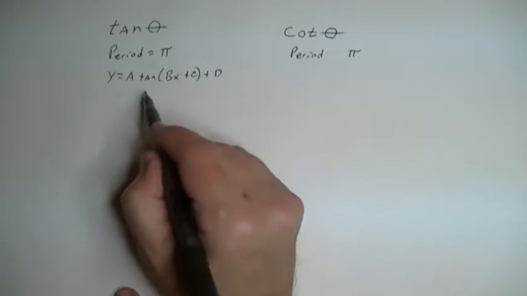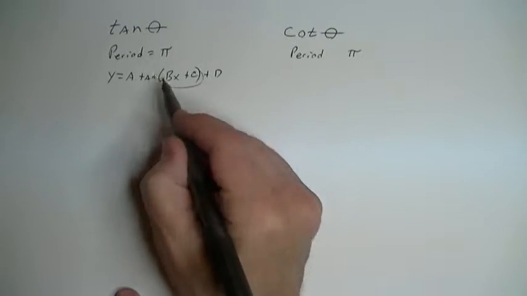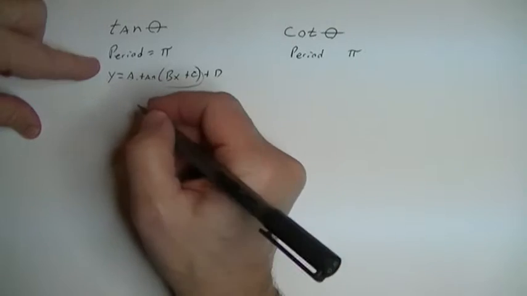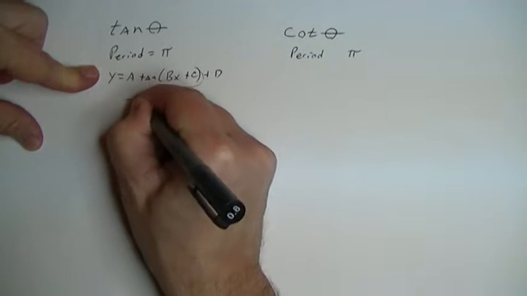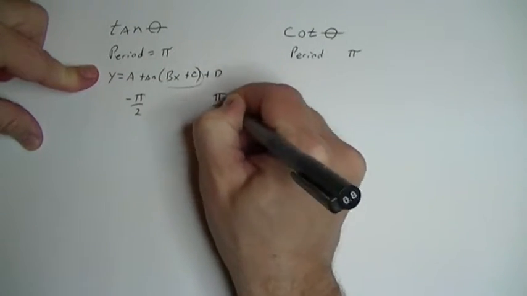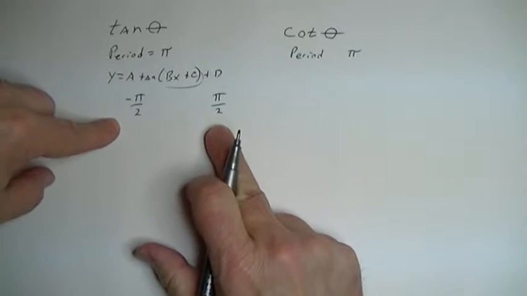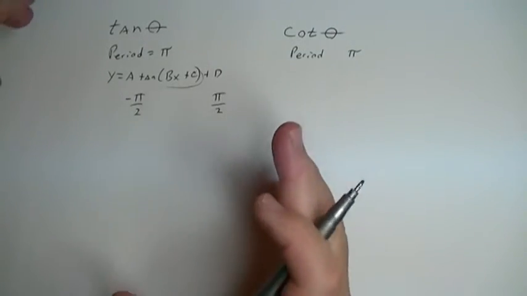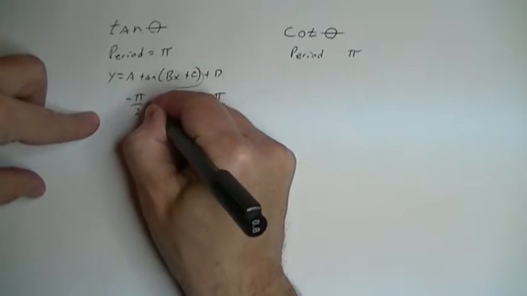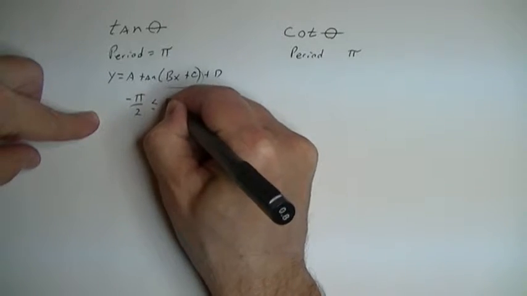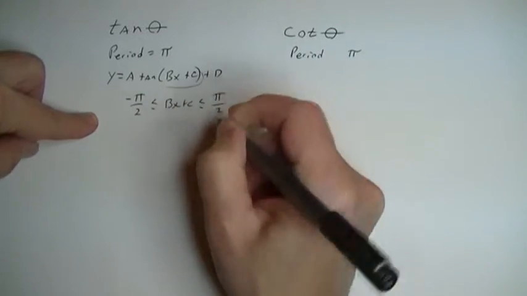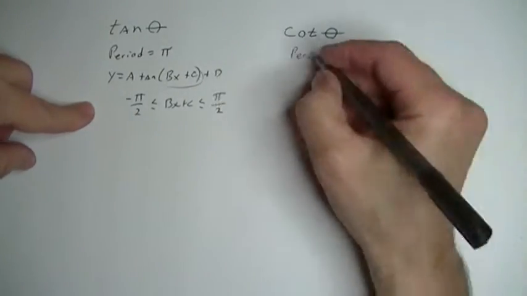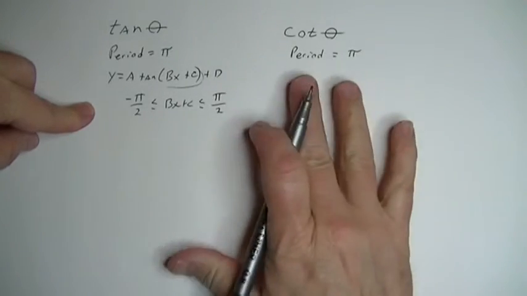What you want to do is take this thing that you're taking the tangent of, and with the tangent, you're going to want to put it in between negative pi over 2 and pi over 2, because that's the traditional domain of what they call the base period for the tangent. So you put your bx plus c in here, and you'd solve to find out where does it start, where does it end.